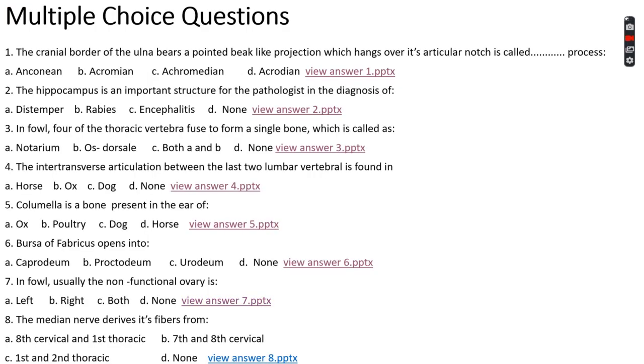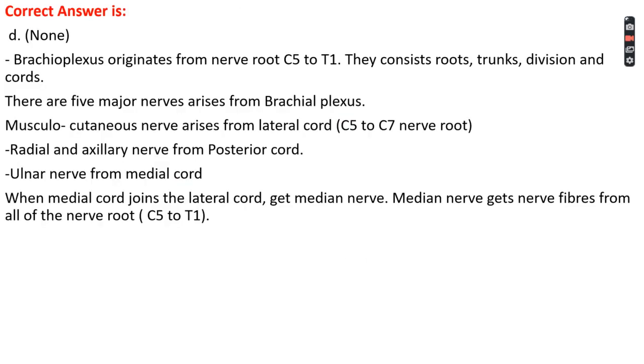Question number 8. The median nerve derives its fibers from: option A, eighth cervical and first thoracic; option B, seventh and eighth cervical; option C, first and second thoracic; or option D, none. The right answer is option D, that is none.